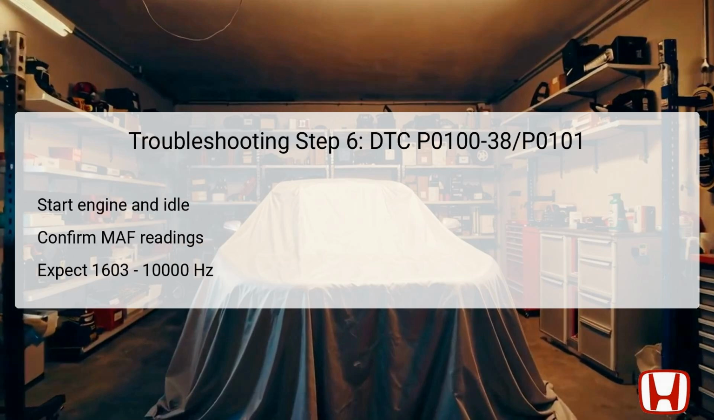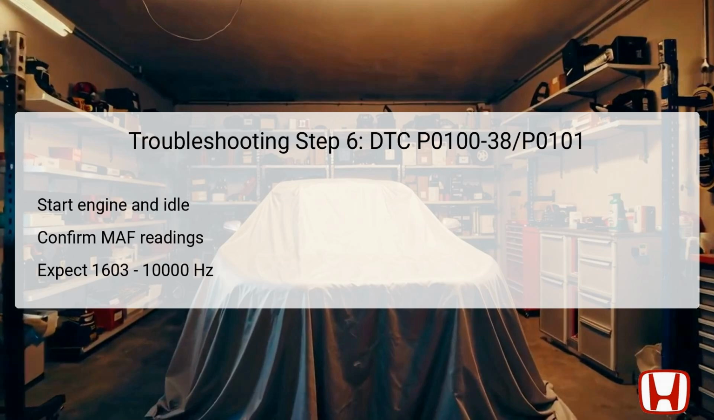In the final step of troubleshooting, start the engine and allow it to idle. While the engine runs, once again, use the Honda Diagnostic System HDS to confirm the readings from the MAF sensor. Under normal operational conditions, the expected readings should again fall within the range of 1603 to 10,000 Hz. If this condition is met, it supports the conclusion that the MAF sensor is functioning as intended.